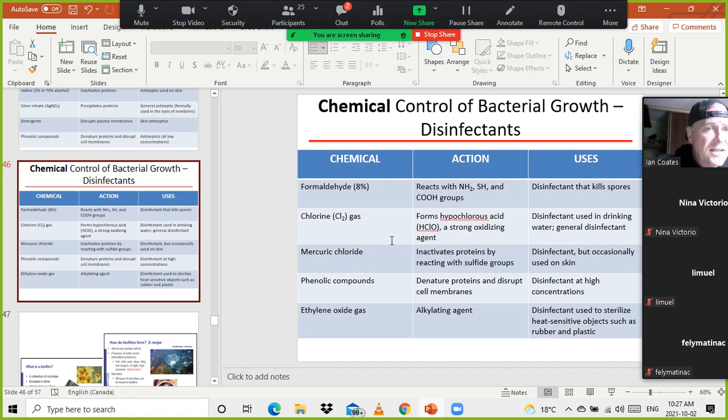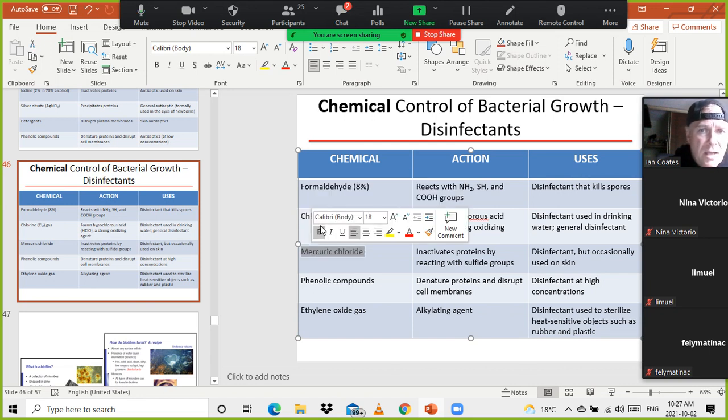It smells horrible. Chlorine gas. Don't recommend it. Extremely deadly. But they used this there in World War One. One of the most painful ways you could ever go. Actually rips electrons right out of your lungs. Bad one. You've got mercury, some more phenolic compounds, ethylene oxide.